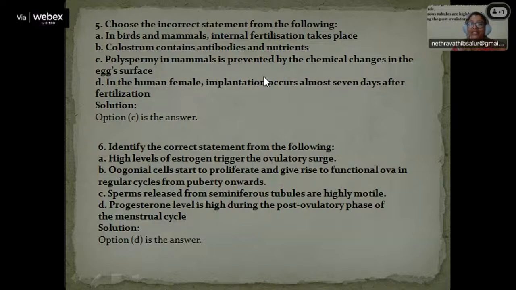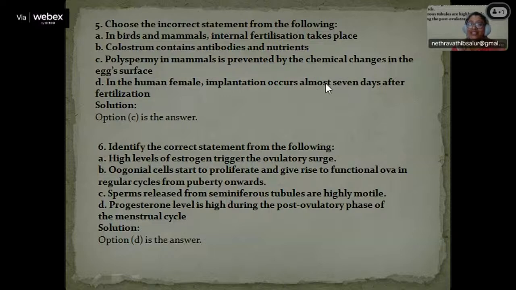In birds and mammals, internal fertilization takes place. This is correct. We all know birds and mammals undergo internal fertilization. Next, the second statement: colostrum contains antibodies and nutrients. Just now I said that is also correct. The third one: polyspermy in mammals is prevented by the chemical change in the egg surface. The last option: in the human female, implantation occurs almost 7 days after fertilization. That is also correct.